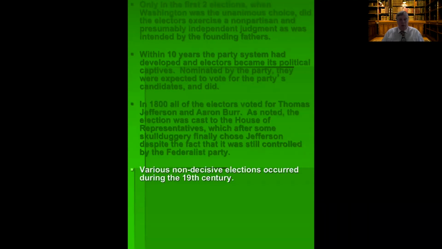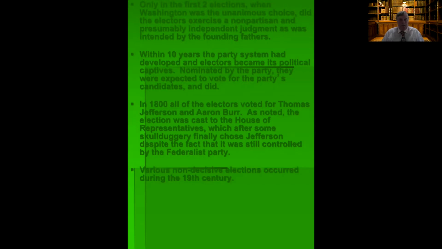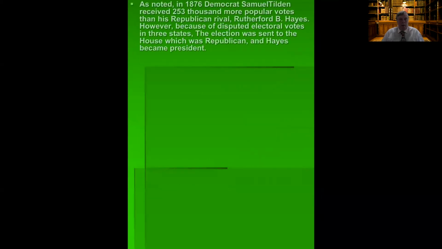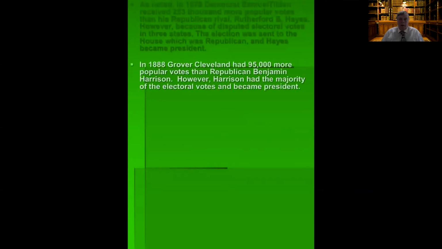Various non-decisive elections have occurred since then. As noted, Samuel Tilden received 253,000 more popular votes than his Republican rival, Rutherford B. Hayes. However, because of the disputed electoral votes in 3 states, the election was sent to the House, which was Republican, and Hayes became the president. In 1888, Grover Cleveland had 95,000 more popular votes than Republican Benjamin Harrison. However, Harrison had the majority of the electoral votes and became the president.